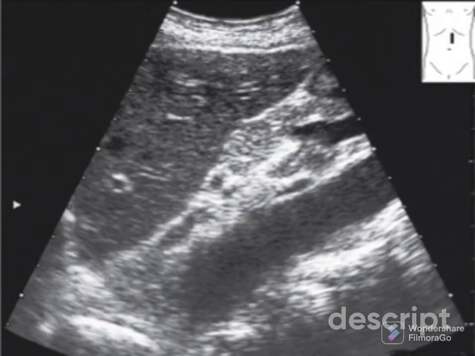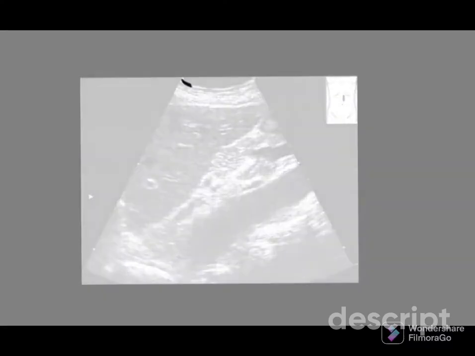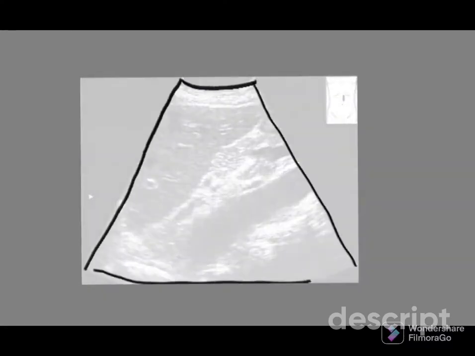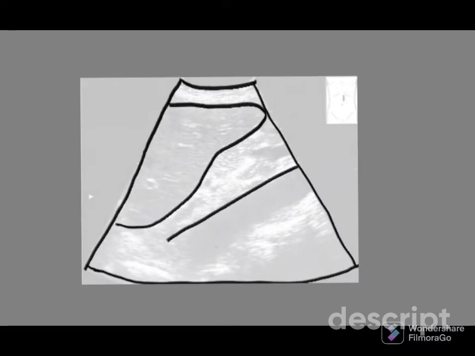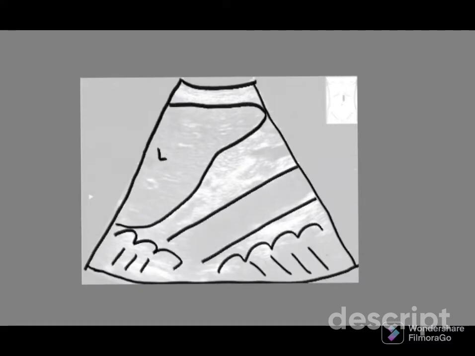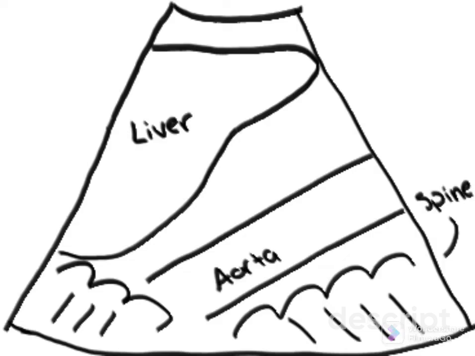So here we see the proximal aorta in a sagittal plane. We see a liver that is anterior, also superior to the aorta, as well as spine in the posterior aspect. Notice we do not see the celiac trunk branched off, but that is a-okay. Sometimes it's not possible in every patient.